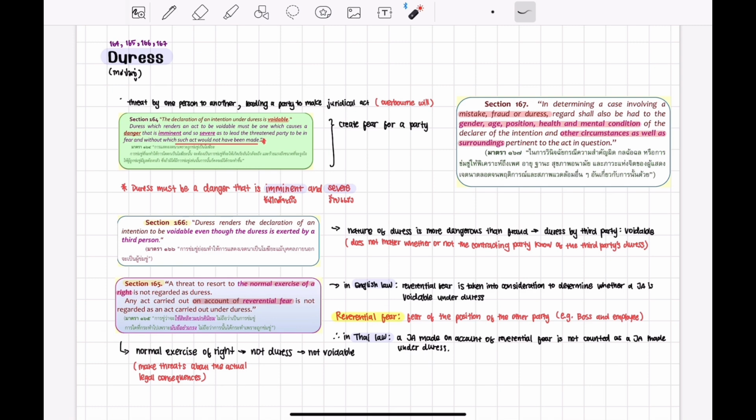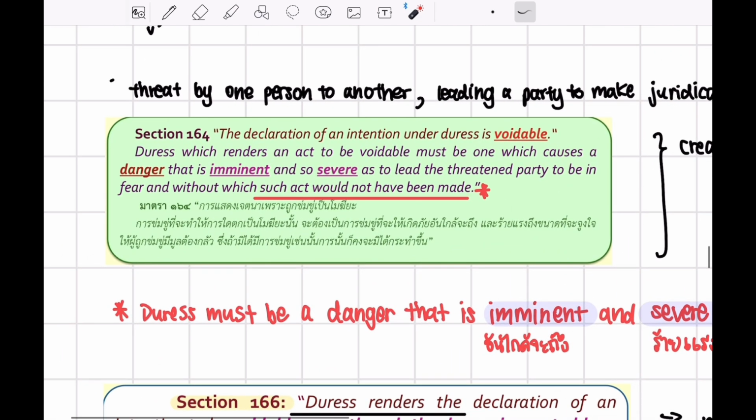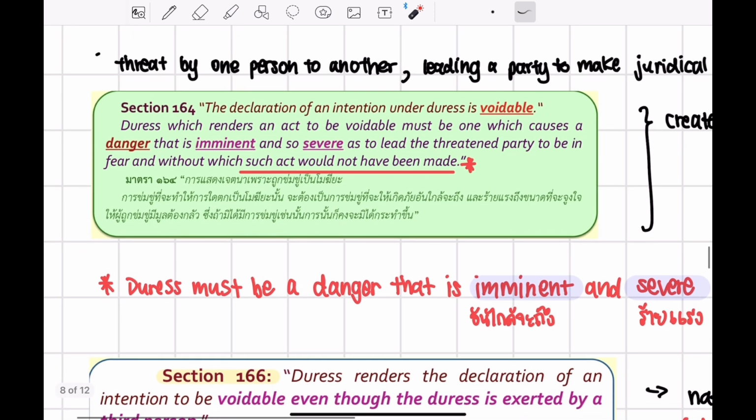And moving on to the topic of duress. Duress happens when a party threatens the other party and leads them into making a declaration of intention under fear or duress. Section 164 states that a declaration of intention under duress is voidable, and duress which renders an act voidable must be one which causes a danger that is both imminent and severe, that leads the threatened party to be in fear, and without that fear, such act would not have been made.